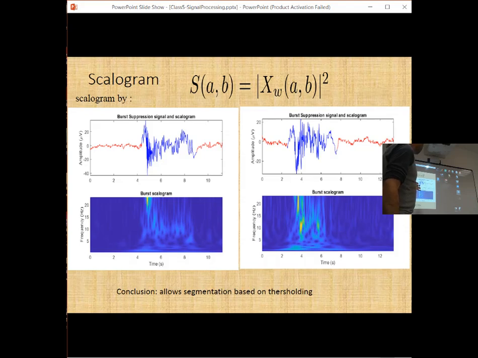Okay, so that's the same, just to show you on the scaleogram how you have very nicely resolved positioning of these fast events.